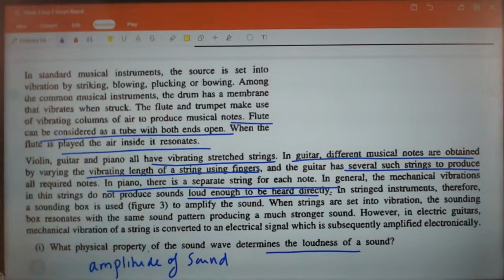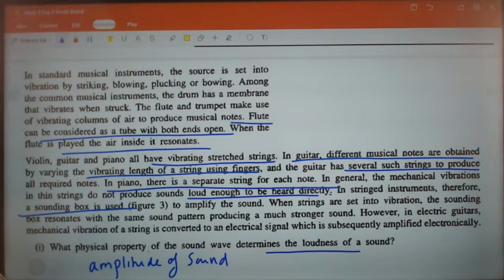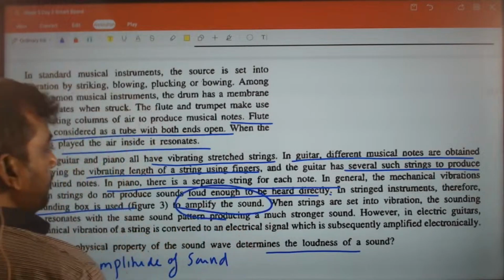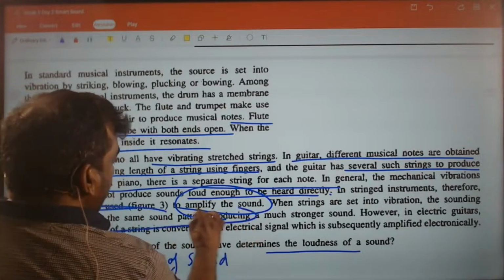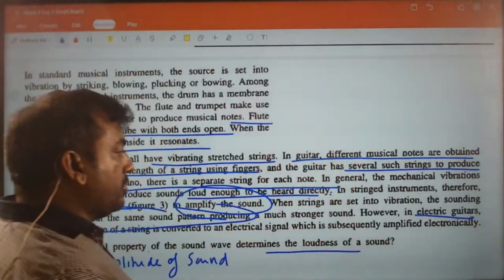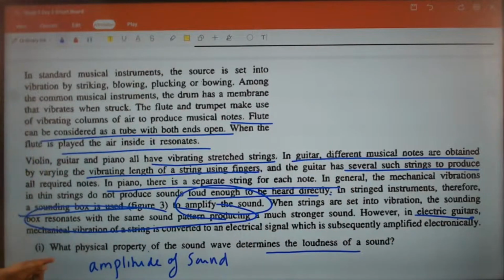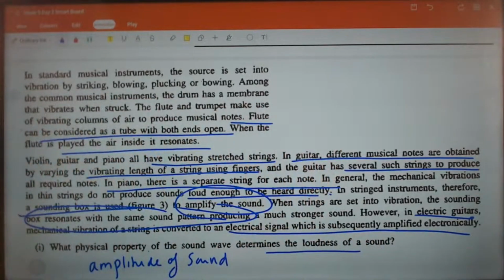In string instruments, therefore, what does a sounding box do? A sound box, like in a box guitar, is used to amplify sound. When strings are set to vibrate, the sounding box resonates with the same sound, producing a much stronger sound. However, electric guitars don't have boxes. Mechanical vibrations are converted to electrical signals, subsequently amplified electronically. Right? So, a nice set of knowledge here.